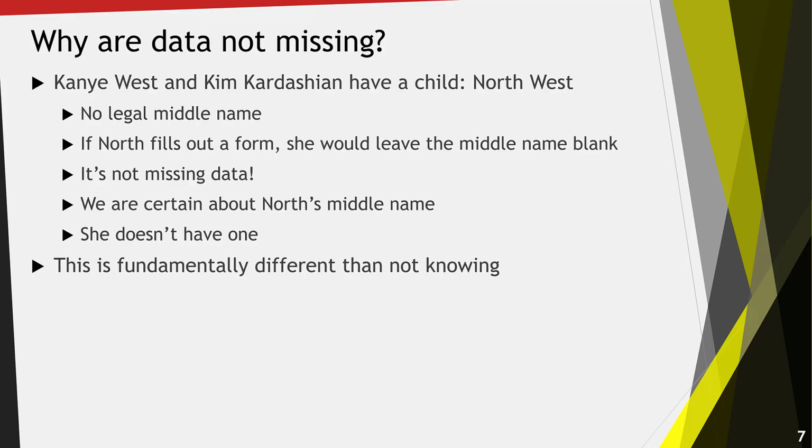As an example of the difference between missing and non-existent data, celebrities Kanye West and Kim Kardashian have a child named North West. North West has no legal middle name. If she fills out a form, she would leave the middle name field blank in that form. This is not missing data. We're all very certain about North's middle name. She doesn't have one. This is fundamentally different than not knowing, and forms the distinction between non-existent and missing data.